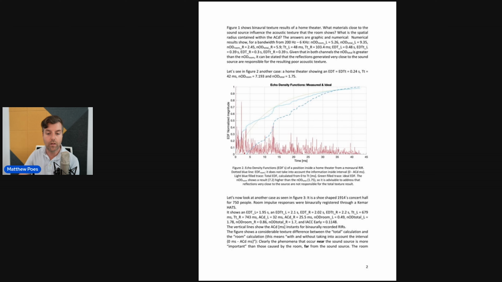The total early density function that was calculated, the green filled trace, the ideal EDF, the nOD of the room, and it shows a result that's higher than the nOD of total. So it is advisable to address that. Reflections very close to the source are not responsible for the total texture result. So what he's saying is that when the nOD of the room is really high, but the nOD total is actually kind of low, like this one is, there aren't problems with early reflections. It's actually got some sound to it, some texture to it that's not great, that's happening later in the room.